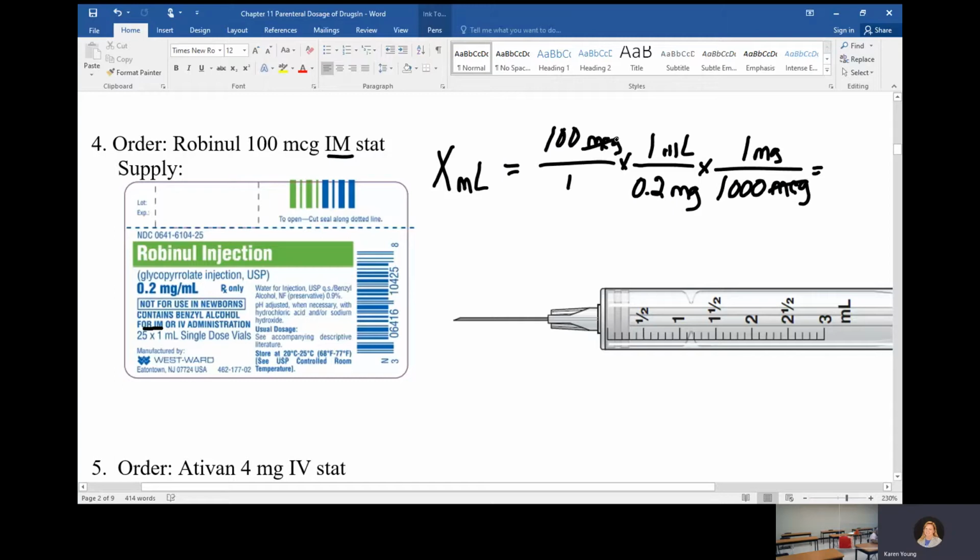So did y'all remember to do the conversion? Because we're going from microgram to milligram. Cancel 2 zeros on the bottom because I have 2 zeros on top. Leaves me with 1 over 0.2 times 10. 1 over 2 or 0.5 milliliters.